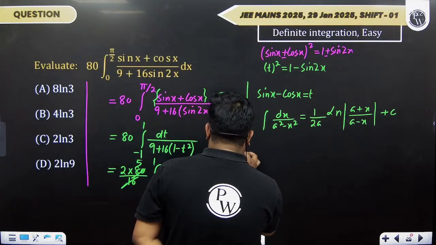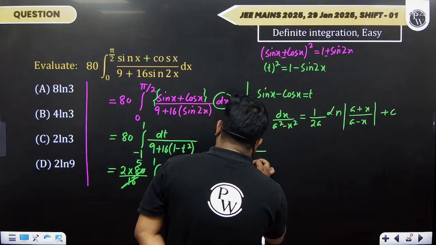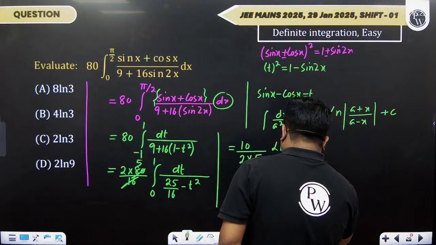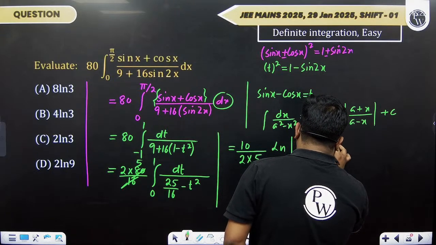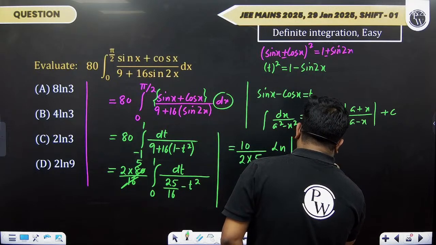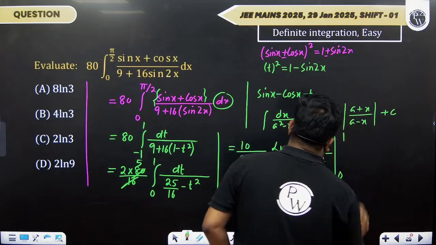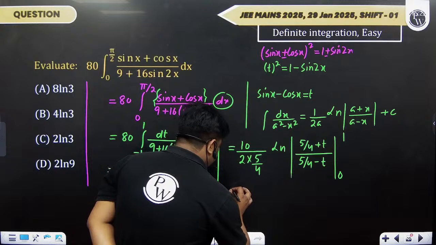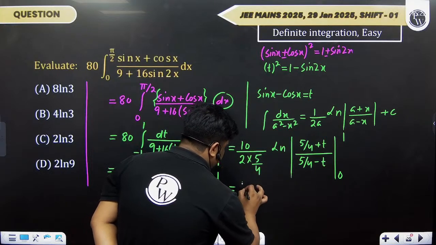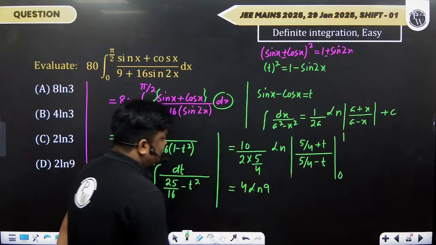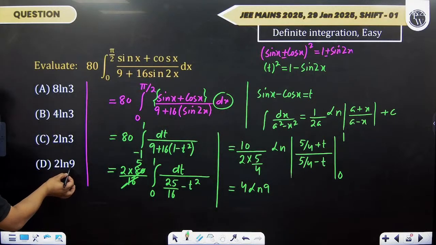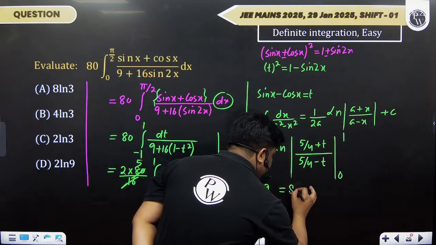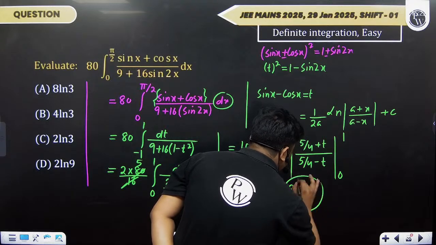So when you solve this, it becomes 10 upon 2a. A is 5 by 4. ln of (5 by 4 plus t) upon (5 by 4 minus t) from 0 to 1. Now when you solve this from 0 to 1, this becomes ln 9, and this becomes 4 ln 9. Now we'll see which option fits. There is no option with ln 9, but the other options are ln 3. So we'll make this ln 3, this is 3 square, so this becomes 8 ln 3 as the correct answer.